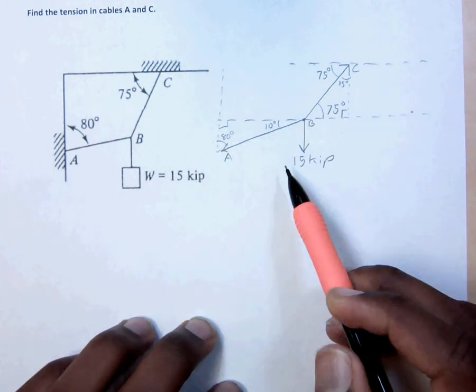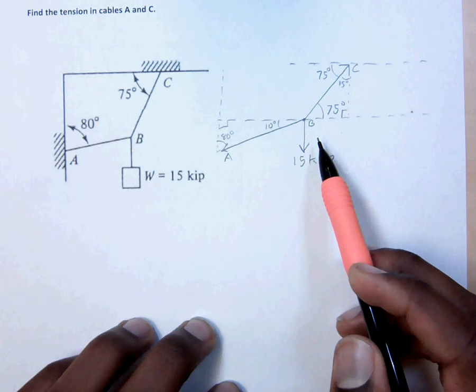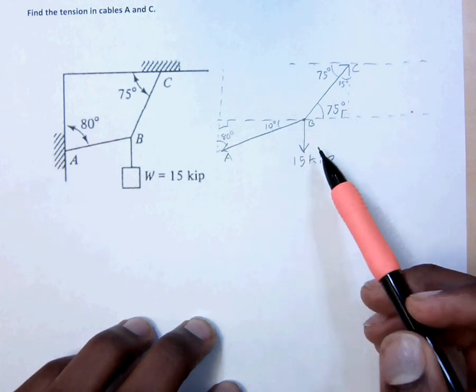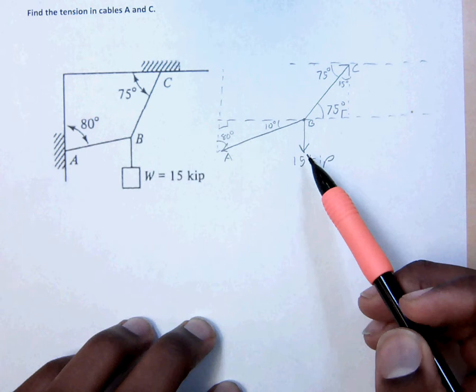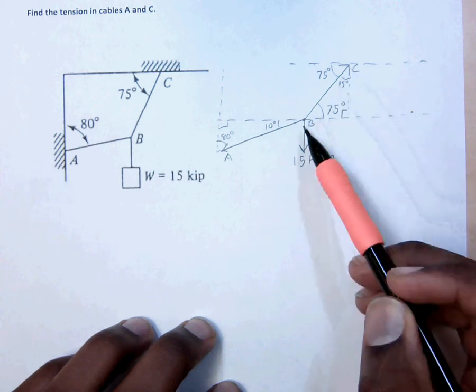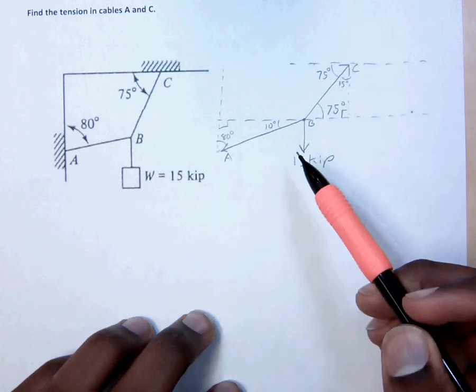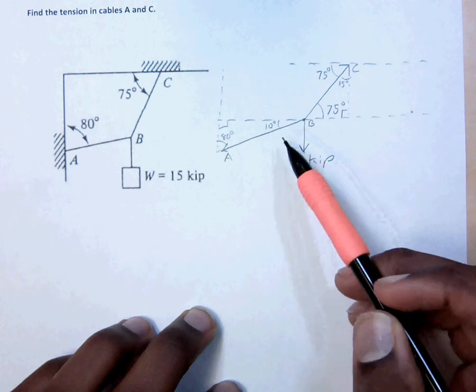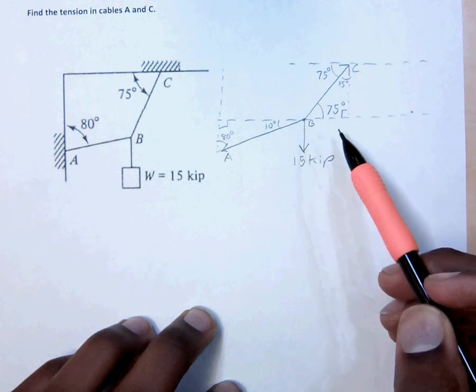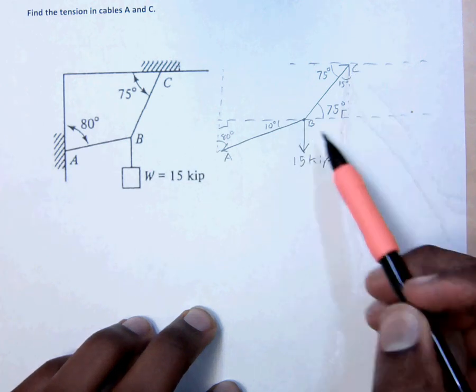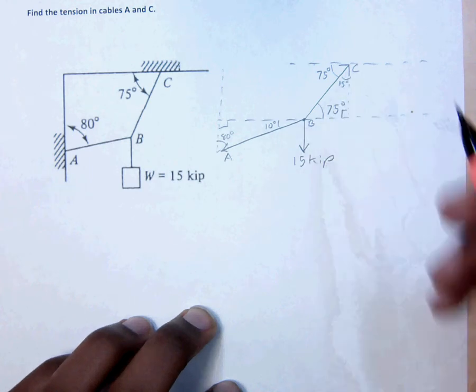Okay, and so now we have our complete free body diagram. We have all the angles, we have all the forces. What we want to do now is resolve these slanted forces into rectangular components. That means that each slanted force is going to have a force in the x component and then a y component that makes up the original force.